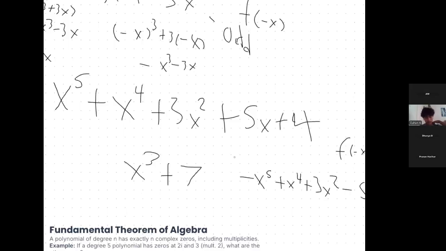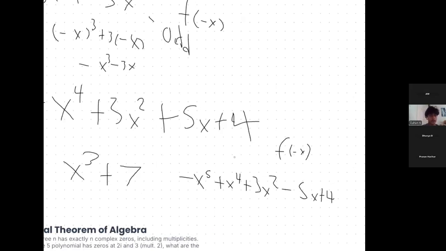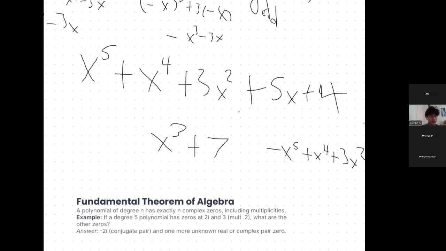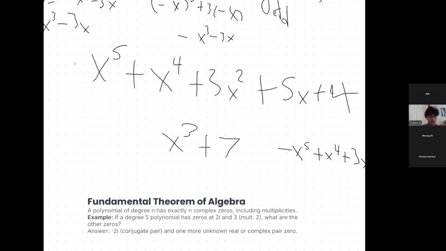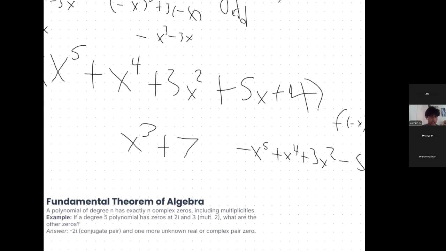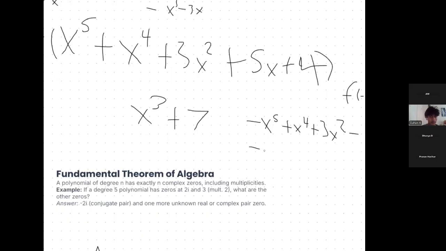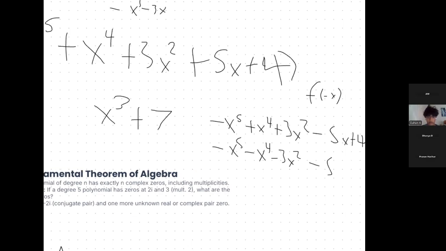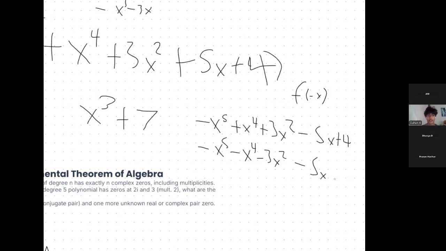Now we'll check if it's an odd function, which we do with negative f of x. We just multiply this whole thing by negative 1. Then we get negative x to the fifth, okay, so far so good. But we get negative x to the fourth, so that's already wrong, but we'll just continue. Negative x squared, again not right. Minus 5x minus 4. I want you guys to see a pattern here.